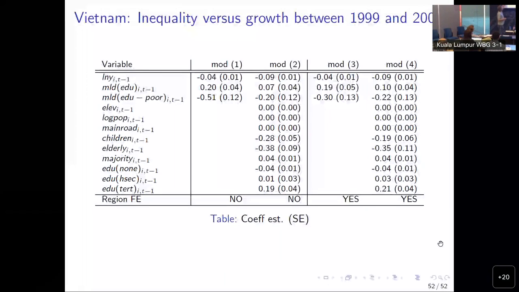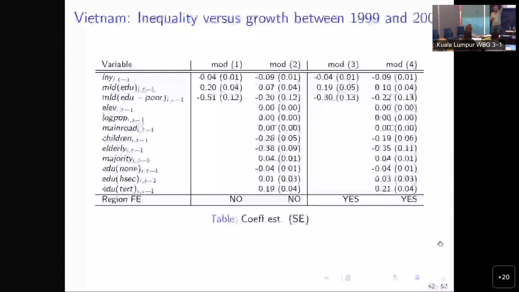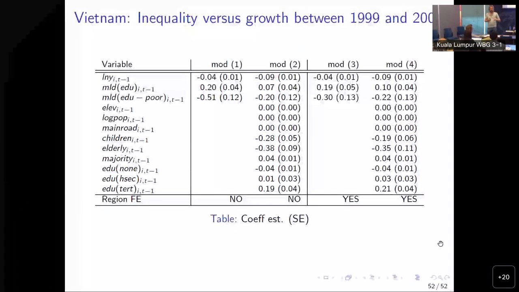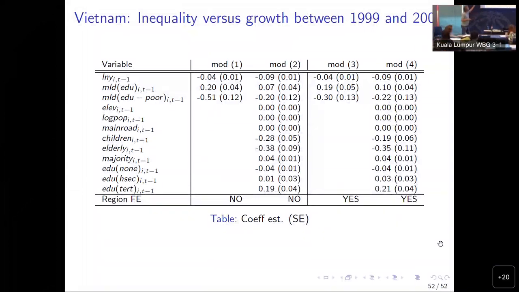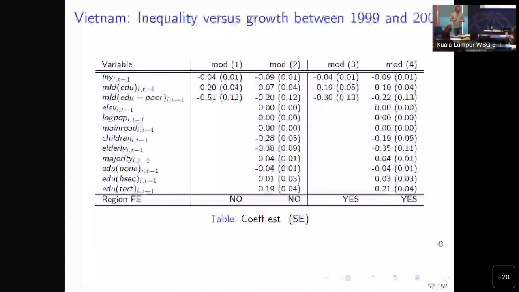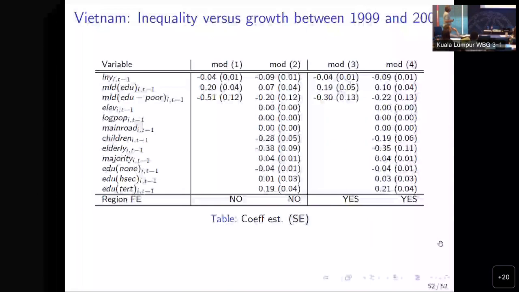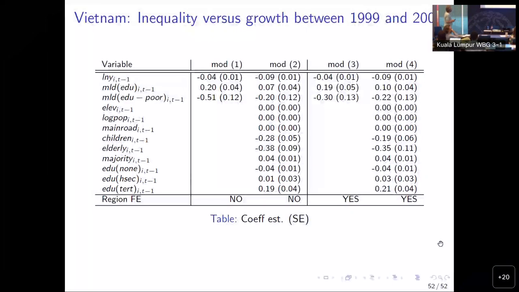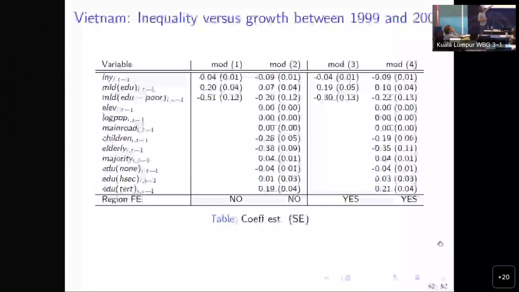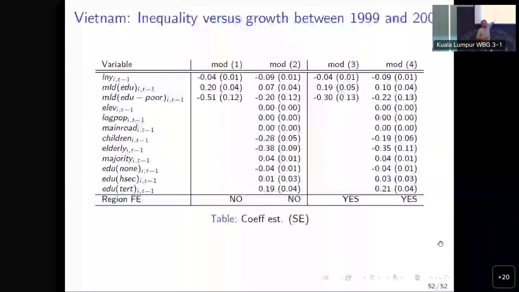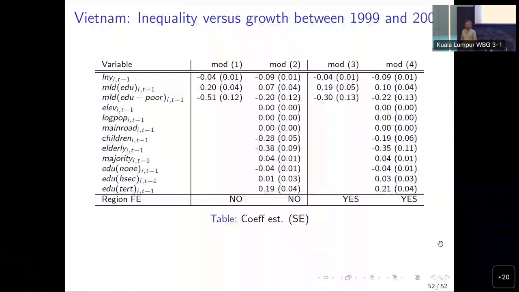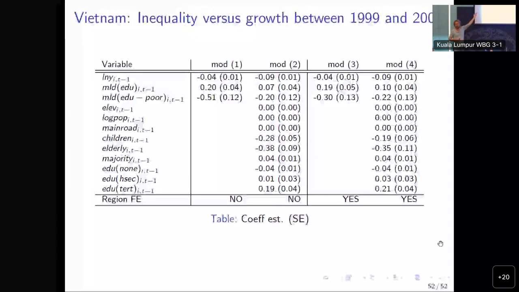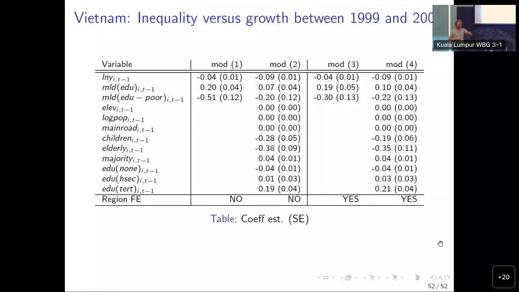So in one case, we include region fixed effects. Region fixed effects is a more aggregate level. It's lower than national, but significantly higher than the district level. And so the lagged income per capita is negative, right? That should be expected, that convergence effect. And then we have a specification where we allow for a set of control variables and a specification where we don't. I have to admit it's a quick set of control variables that we put together.